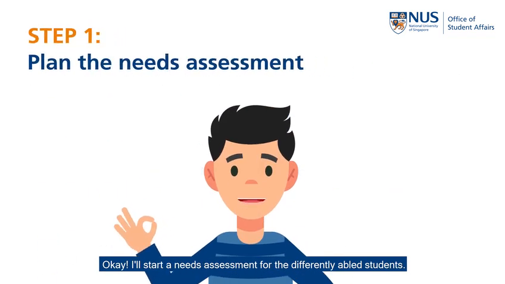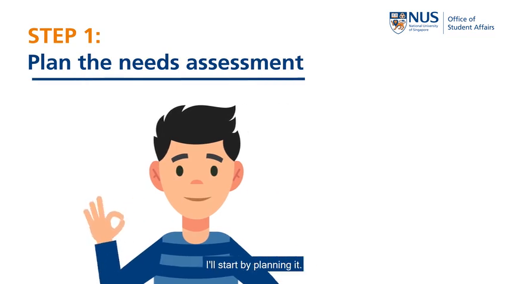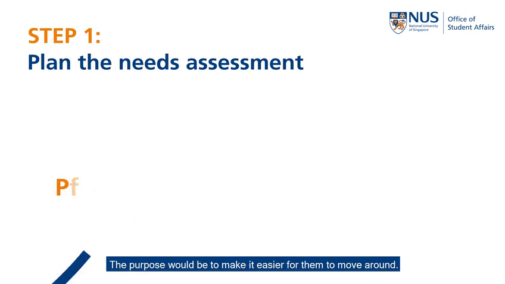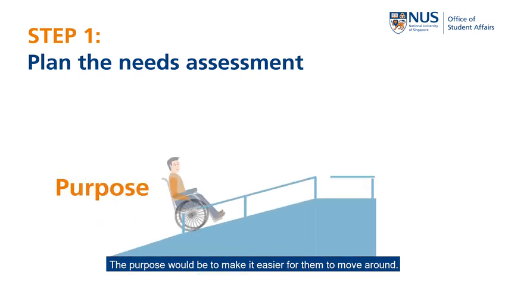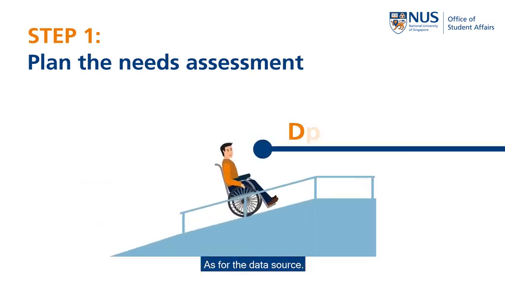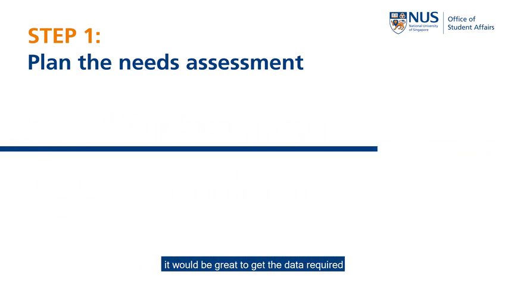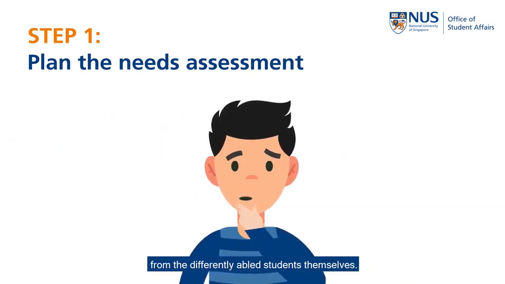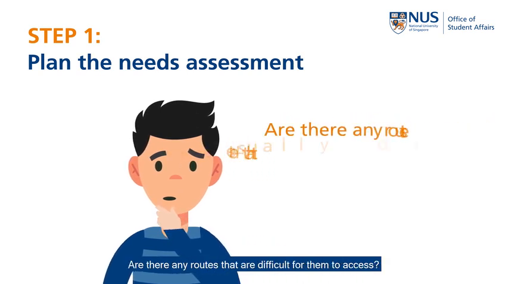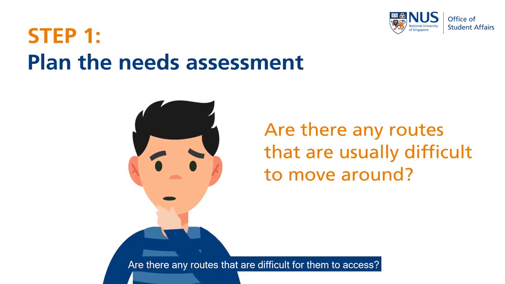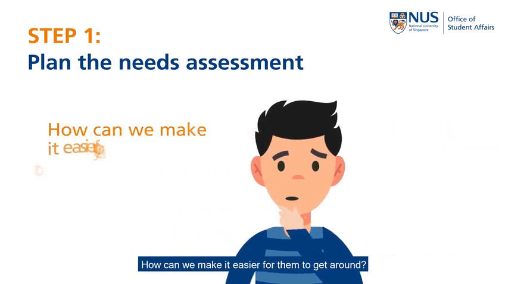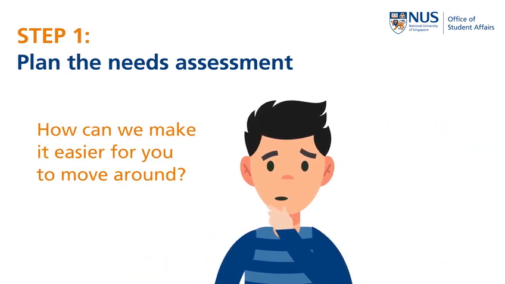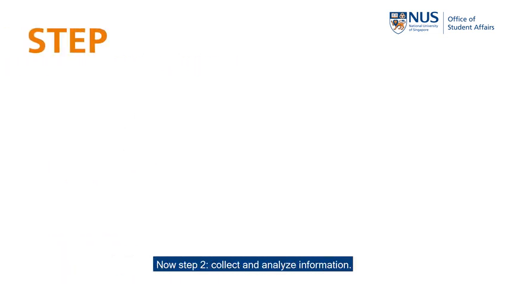Okay, I'll start a needs assessment for the differently abled students. I'll start by planning it. The purpose would be to make it easier for them to move around. As for the data source, it would be great to get the data required from the differently abled students themselves. Some of the questions I will ask are: are there any routes that are usually difficult for them to access? How can we make it easier for them to get around? Good start! Now, step 2.